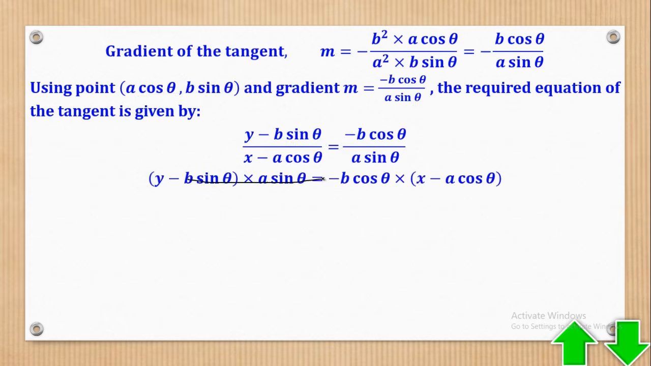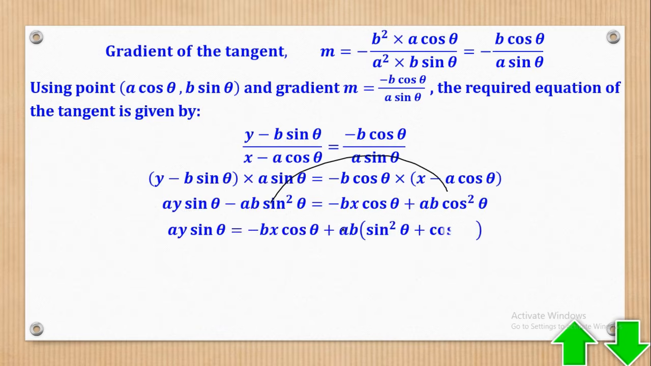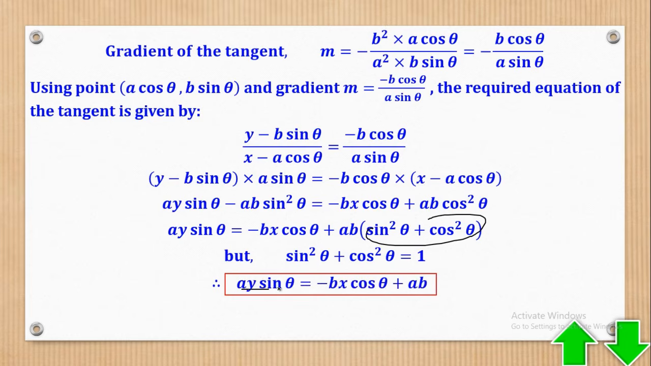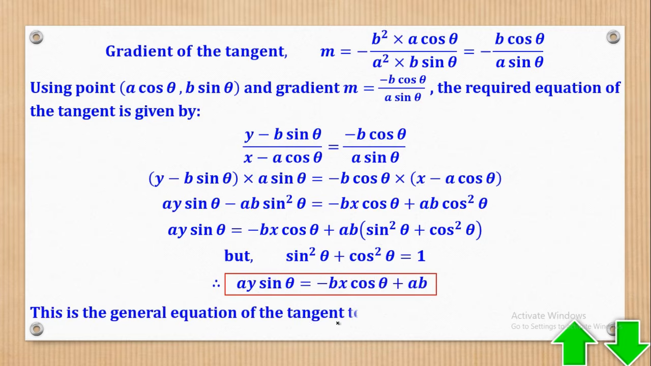Cross multiply, I'll come up with that. Expand, I'll come up with that. Collect like terms, when I take this on this side, I'll come up with this. Then I remember that the whole of this is equal to 1. Therefore, this will be the equation of the tangent to an ellipse. So that was the tangent.